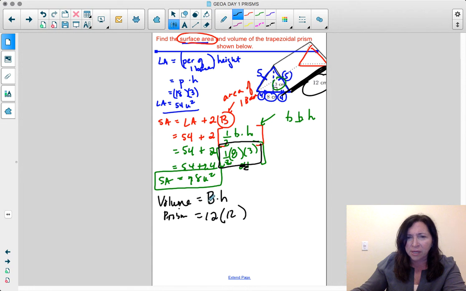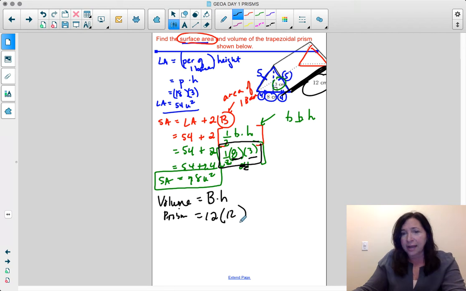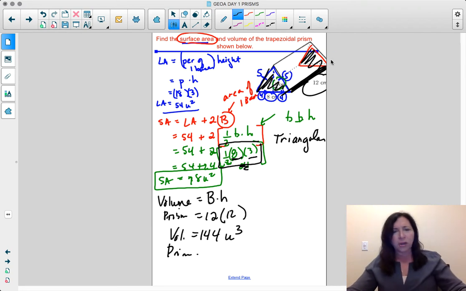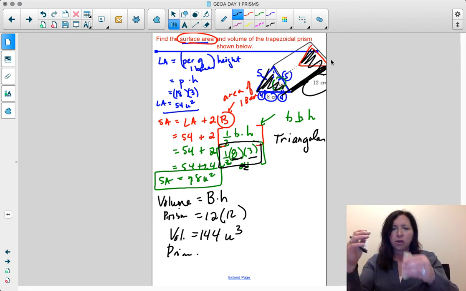And so that's going to be base times height of the whole shape. So that's units times units times units, which is 144 units cubed, and that's the volume of my prism. And this prism is called a triangular prism. Again, the reason why it's called a triangular prism is because you're looking at the bases. You always look at the bases to name your prism.